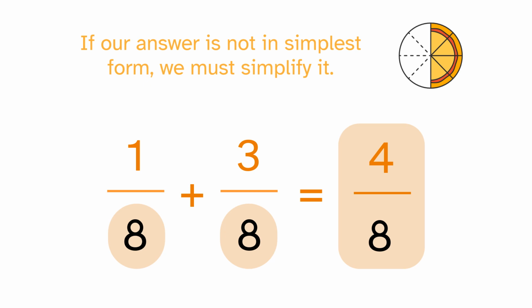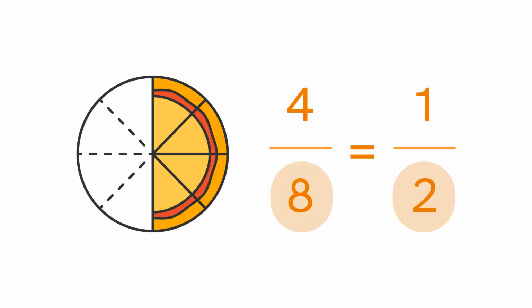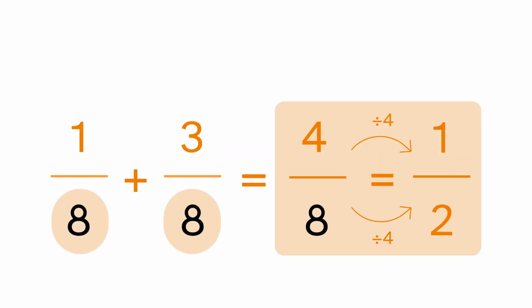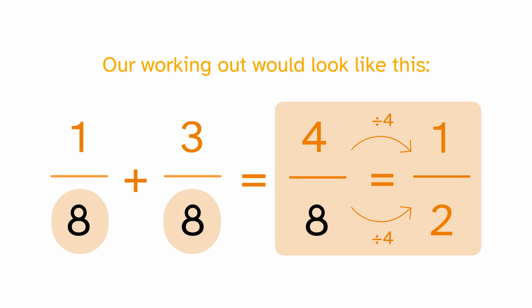If our answer is not in the simplest form, we must simplify it. We look at 4 and 8 and we ask ourselves what number goes into both. The answer is 4. So we divide the numerator and the denominator, 4 and 8, by 4. 4 divided by 4 is 1, and 8 divided by 4 is 2. So our final answer is 1/2, and our working out would look like this.